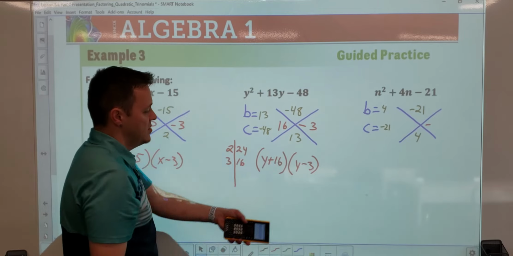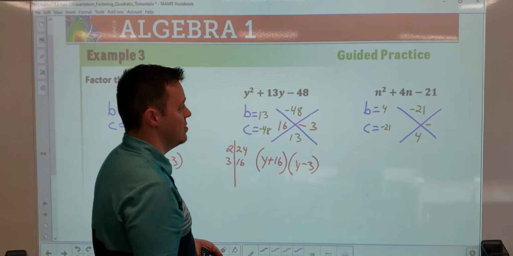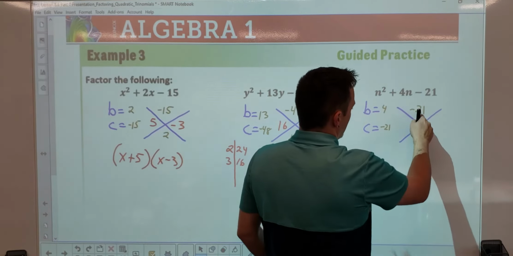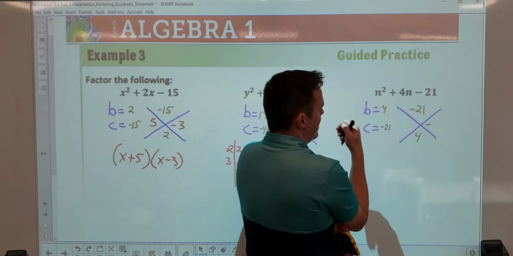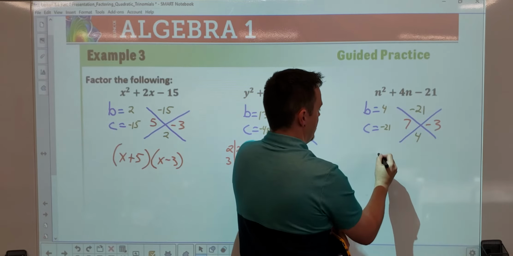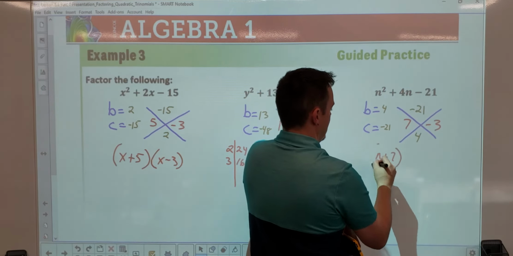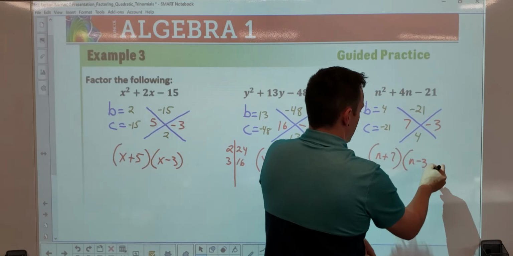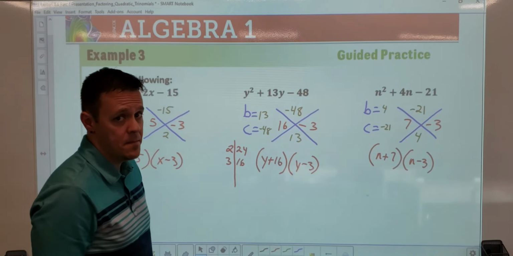Like I said, do the Punnett square. Multiply it back out. See if you guys can get that answer. And then what two numbers multiply to make 21? And when you subtract them, I know that would be 7 and 3. So it would be n plus 7, n minus 3. Pretty simple, right?